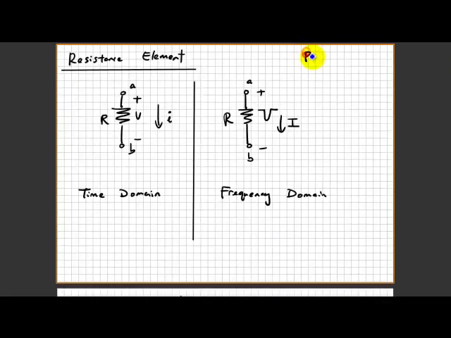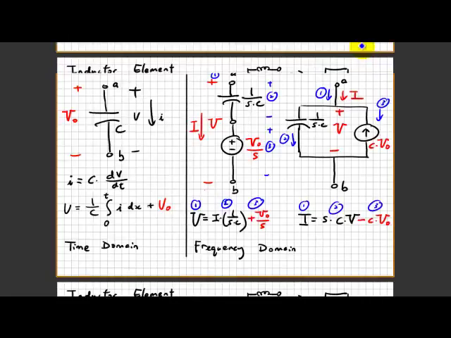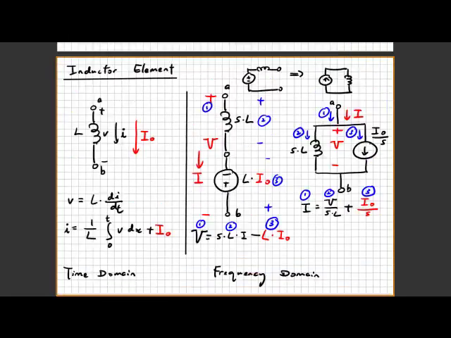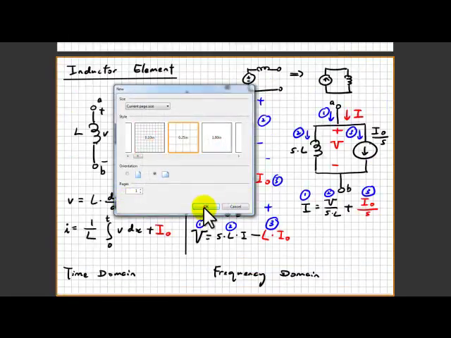Page 698. So that sort of summarizes all the three major elements in a circuit, but there's one missing, which is the ideal transformer that I'm going to talk about next. So I'm going to create a new page for the ideal transformer.